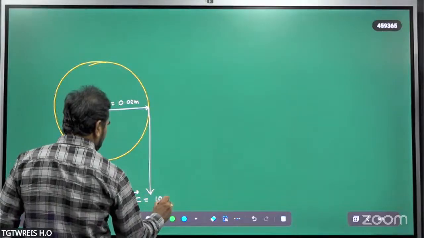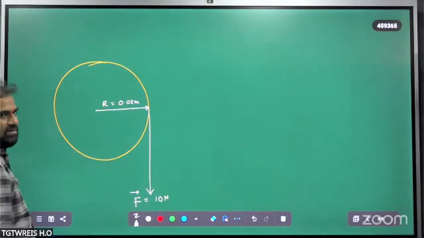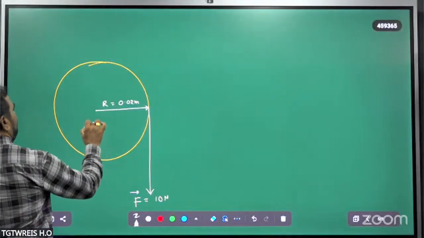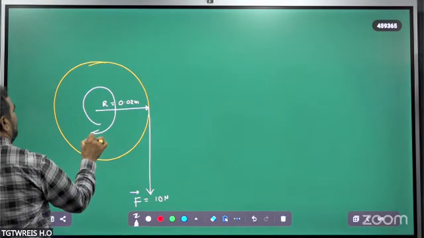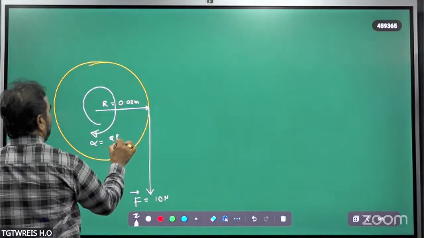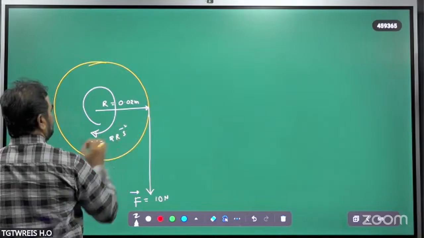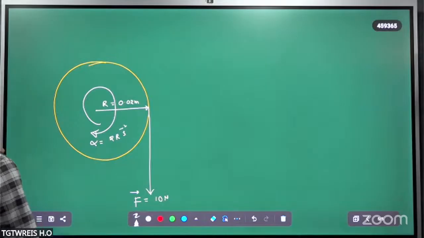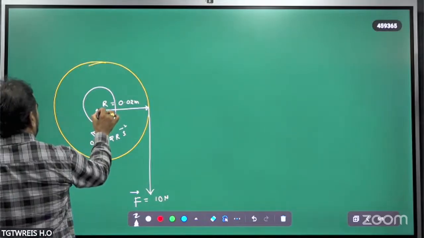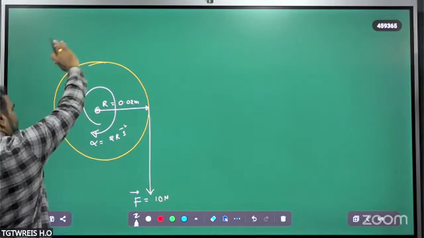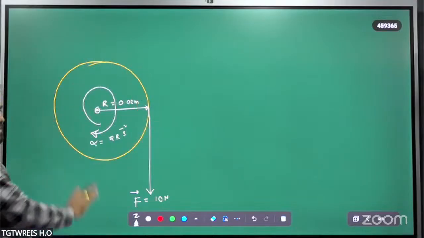10 newtons is applied across the wheel, the wheel is rotating with an angular acceleration alpha equal to 2 radian per second square, about this axis of rotation. Around it a string is wrapped like this.